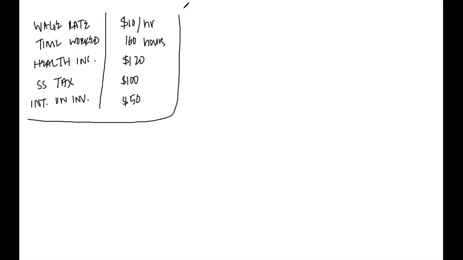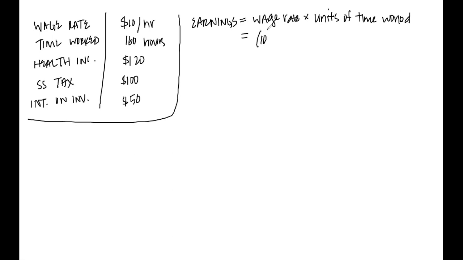So knowing this, the first thing they wanted was earnings, which is going to be the wage rate times the units of time worked. So looking at our given information, we see that that's easily 10 times 160, which comes out to be $1,600.